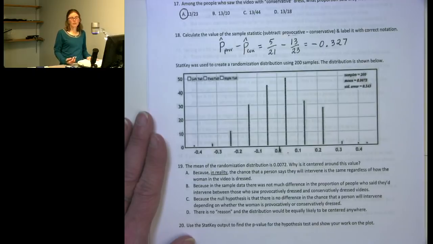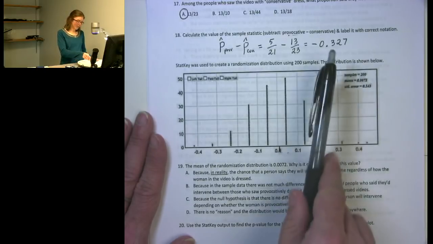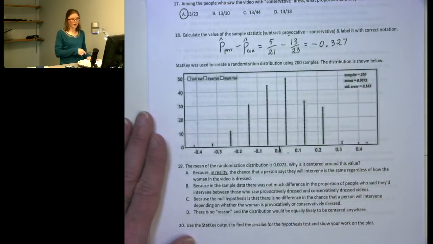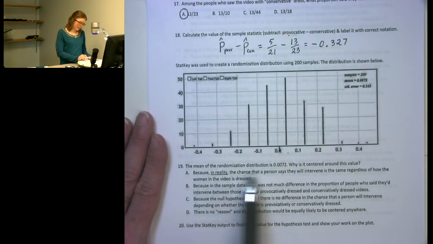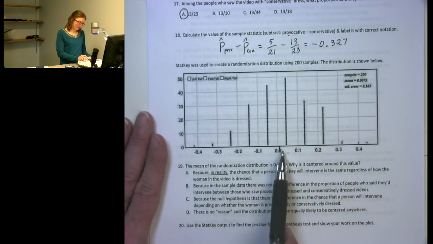Remember that the p-value is the chance of seeing our observed sample statistic or something more extreme if the null hypothesis is true. And this is why the randomization distribution is always simulated assuming that the null hypothesis is true. And the null hypothesis is that there is no difference, a difference of 0. So the reason that this is centered around 0 is because the null hypothesis is that there's no difference.